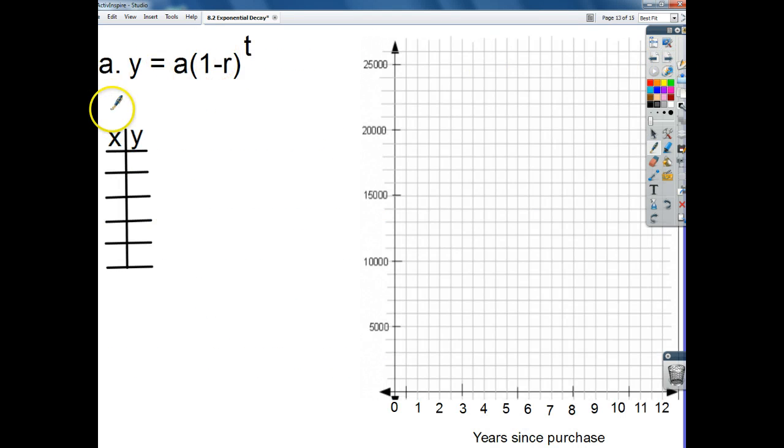So we're going to go ahead and put in our values. Okay, so y equals the initial amount. Our value of this car is $24,000, and it's going to be 1 minus that 16% change to a decimal, which is 0.16, and then raised to the t power. Well, we've got to work on this a little bit. Y is equal to 24,000 times 0.84 raised to the t power.